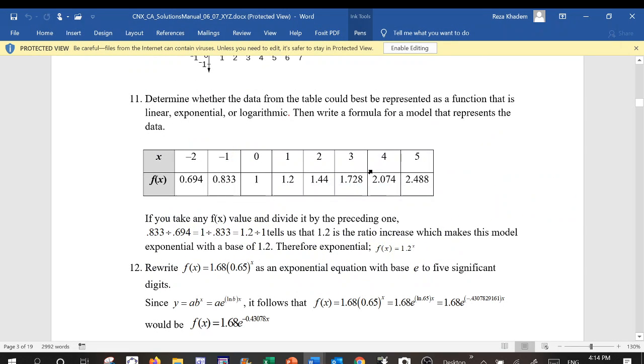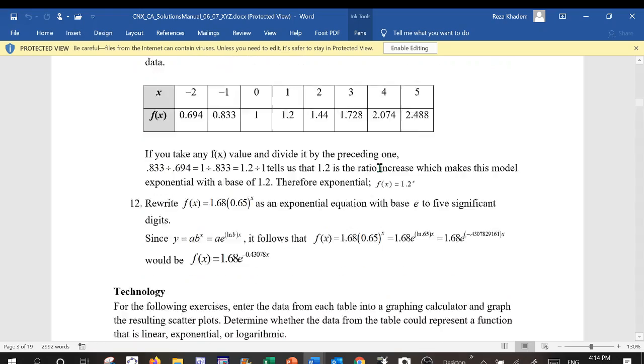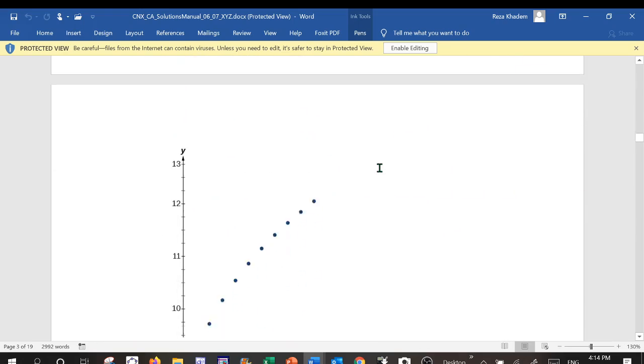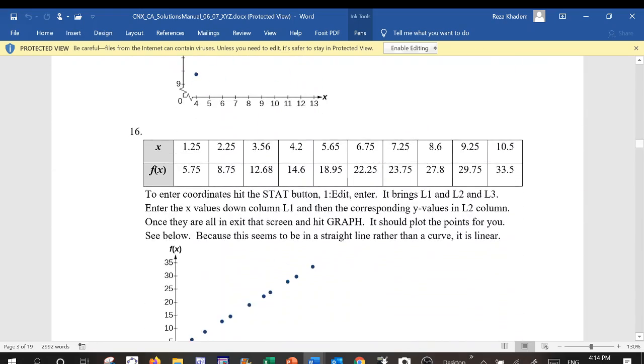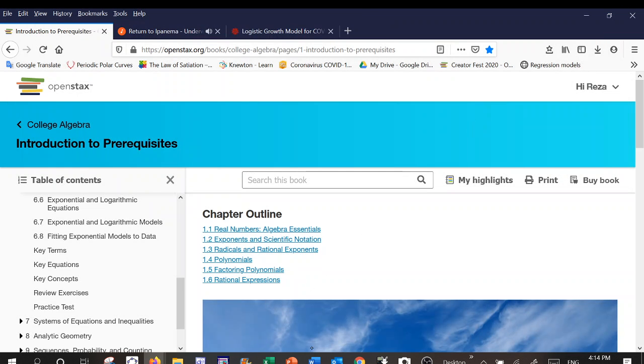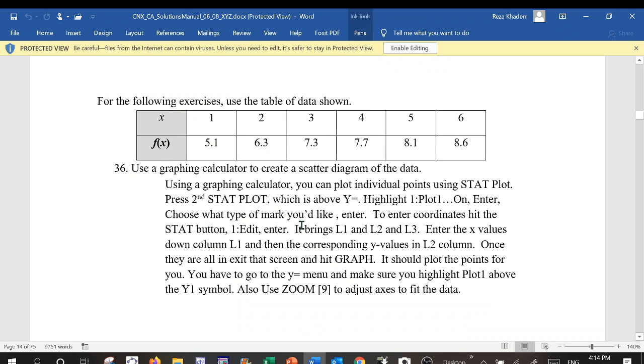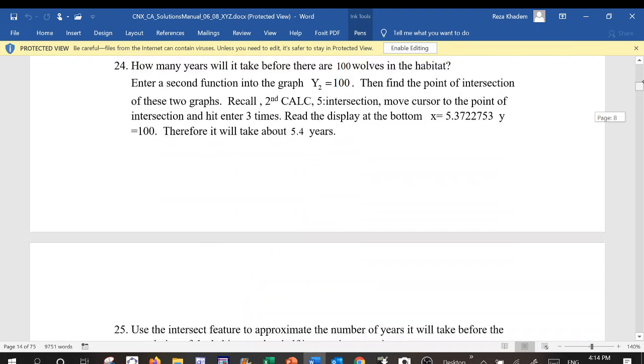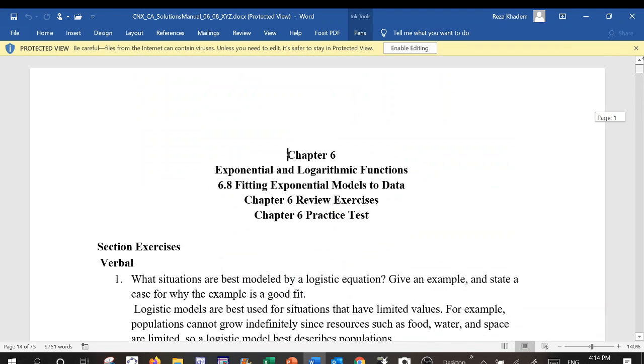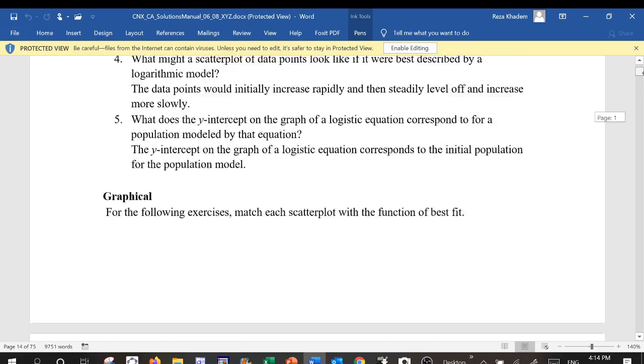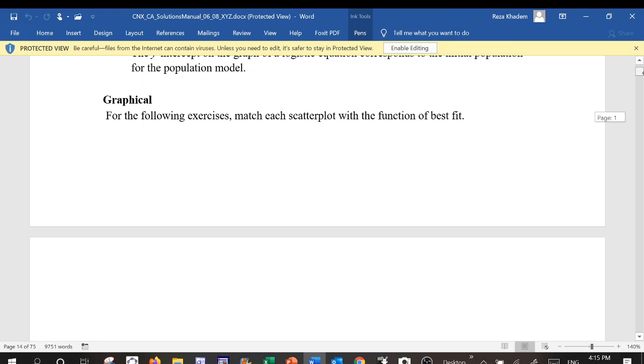All right, so now let's do one more here. Well, I'm actually going to do some from the other section. You still have to do this section here. This section is also about models. This is about fitting exponential models to data. So this is about logistic growth, okay?